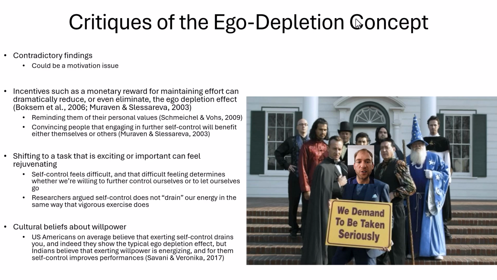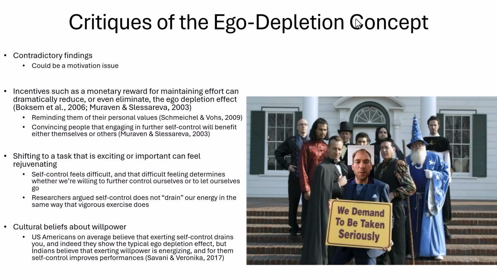However, there are a lot of critiques of this ego depletion argument. So, for example, there are contradictory findings. There's other research that does not support that finding. And some people argue that this actually is a motivational issue. Incentives such as a monetary reward for maintaining effort can dramatically reduce or even eliminate the ego depletion effect. This was found in 2006, 2003, 2009 studies. Reminding people of their personal values also can decrease or eliminate the ego depletion effect, as can convincing people that engaging in further self-control will benefit either themselves or others.